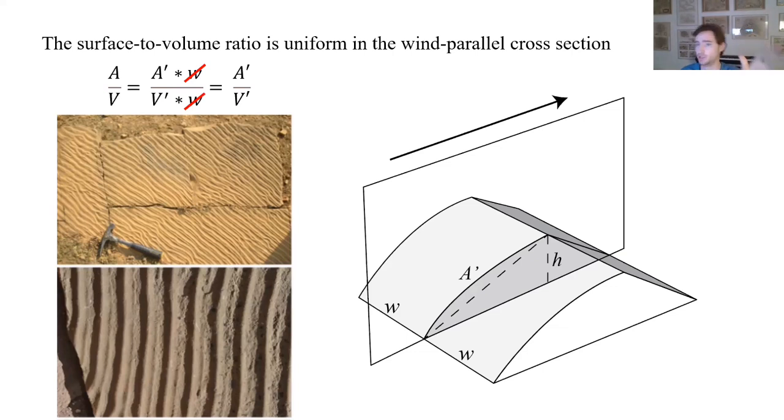totally parallel ridges that are uniform in what I call the current or wind parallel cross section. So essentially we can completely disregard width. We can cancel it out from the equation and use the same factor across these parallel ridges.